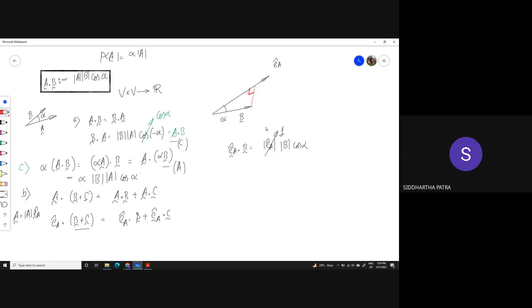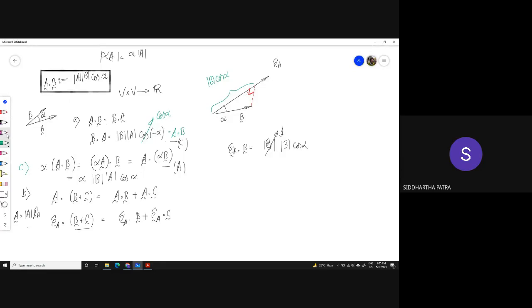So what does this mean? Since this angle is alpha, this length right here is the magnitude of B times cos alpha. So taking a dot product essentially means taking a projection of the vector B on the unit vector EA, or on the direction EA. So taking a dot product with the unit vector essentially means this.